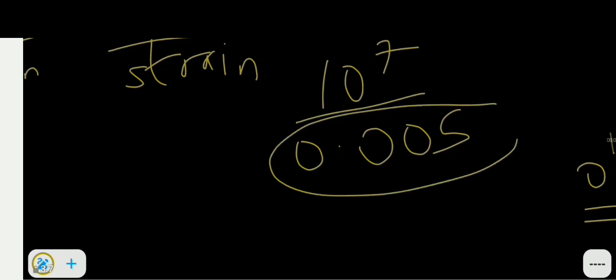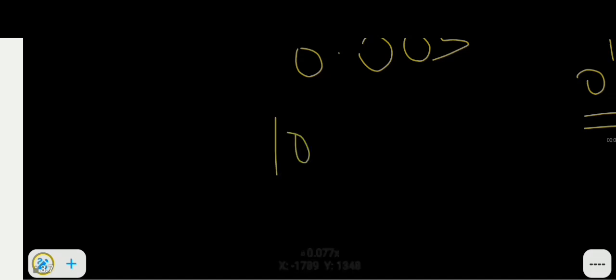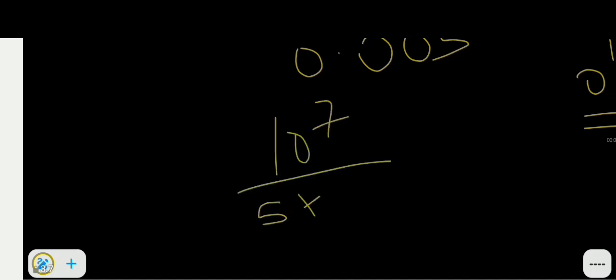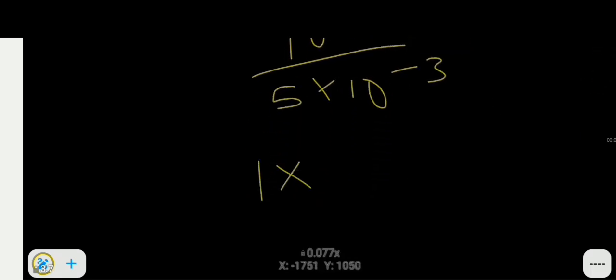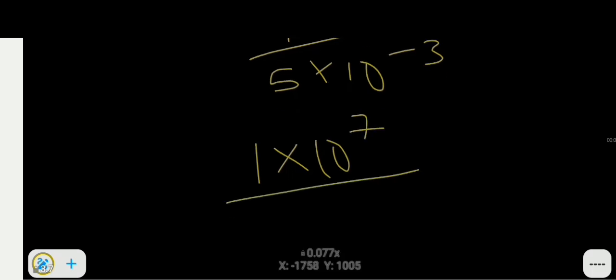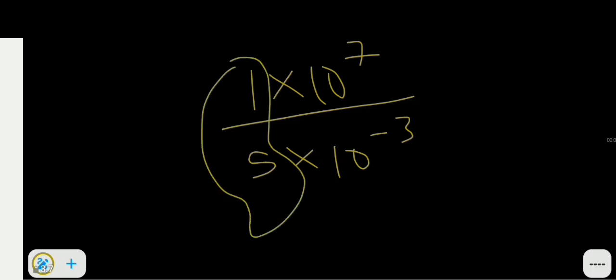So 0.005 can be written in standard form as 5 times 10 to the power minus 3. So you're just going to get 10 to the power 7 divided by 5 times 10 to the power minus 3. Okay, and this 10 to the power 7 is the same thing as 1 times 10 to the power 7 divided by 5 times 10 to the power minus 3. So 1 over 5 here is 0.2, right?